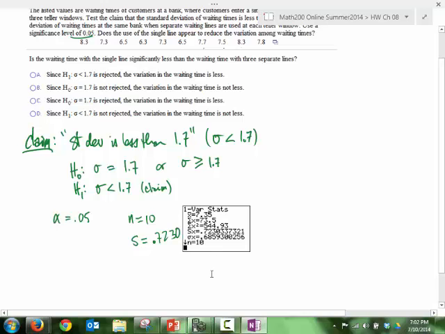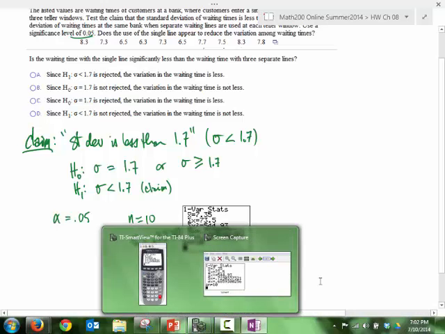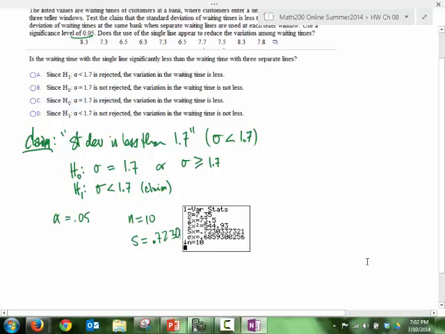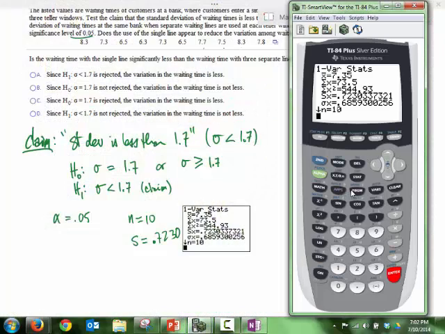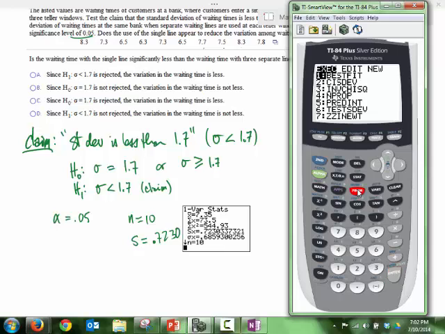All right. So now this is where we would normally pull out our formula and then find our test statistic and compare it to our critical value. But instead, we're going to go straight to our calculator with our new program called Test SDev.